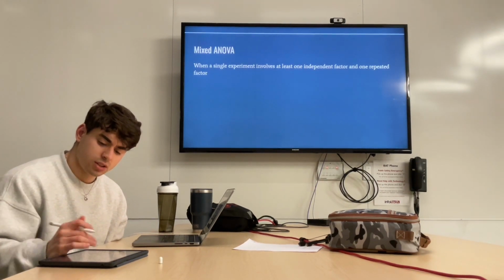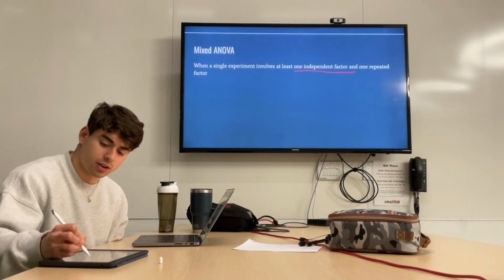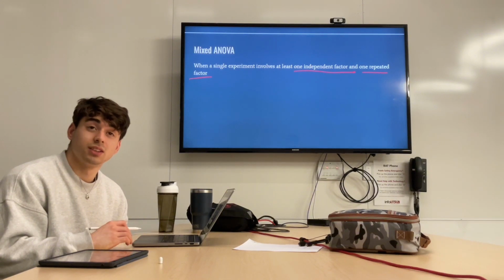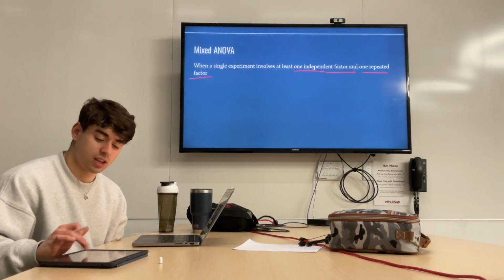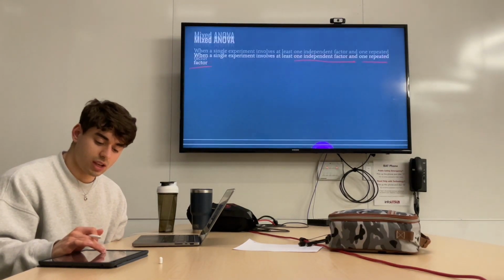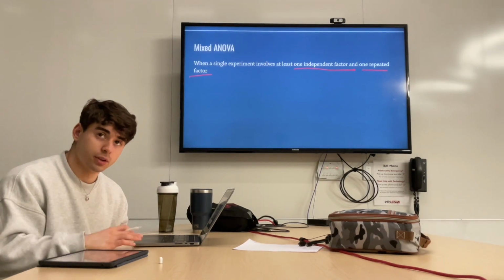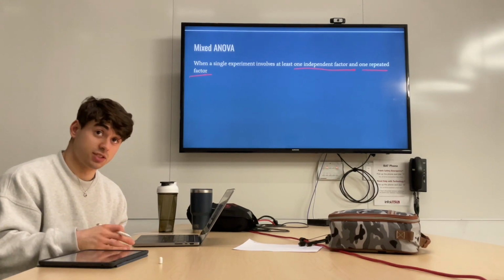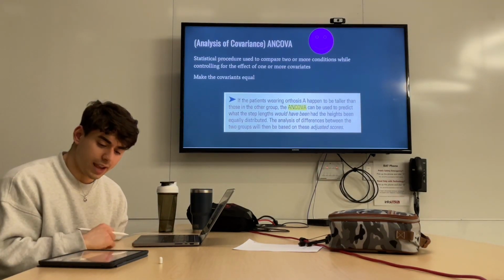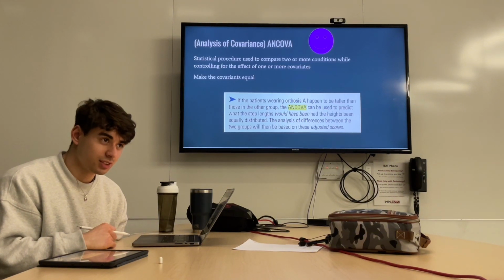Mixed ANOVA uses one independent factor and one repeated factor. Don't ask me how. It's basically a mix of the repeated measures and the normal ANOVA. You're mixing both of them.